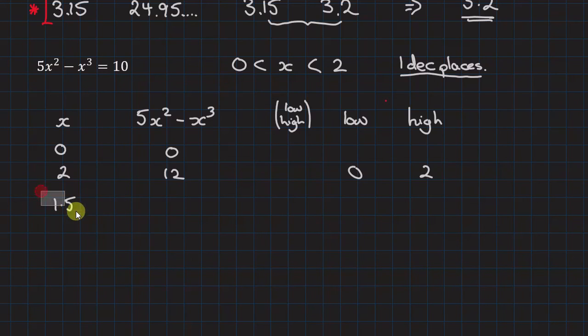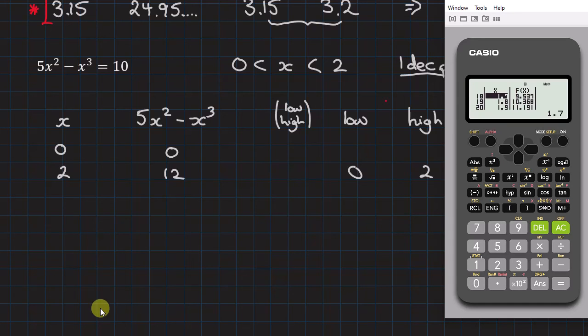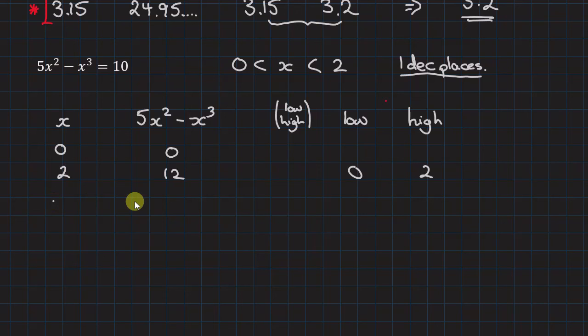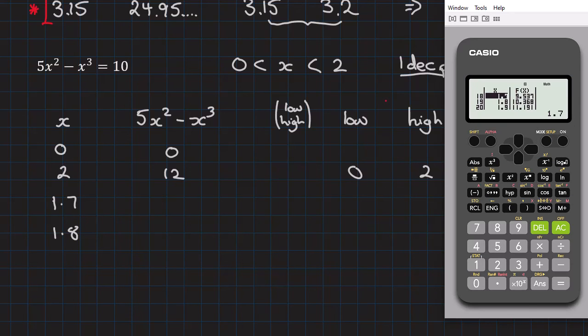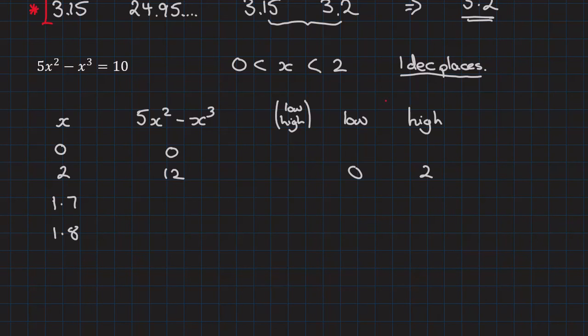But what you need to show is the 1.7. It was 1.7, wasn't it? Yeah, 1.7 and 1.8, to show that we've gone either side. Bring in the numbers, we've got 9.537 and 10.368. So this one was low, this one was high, this one was low, this one's high.